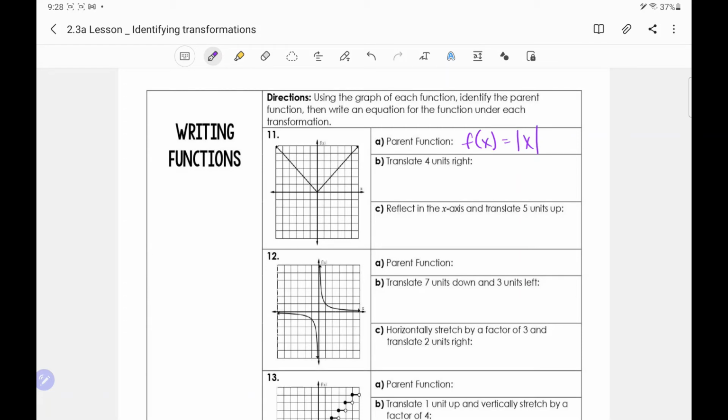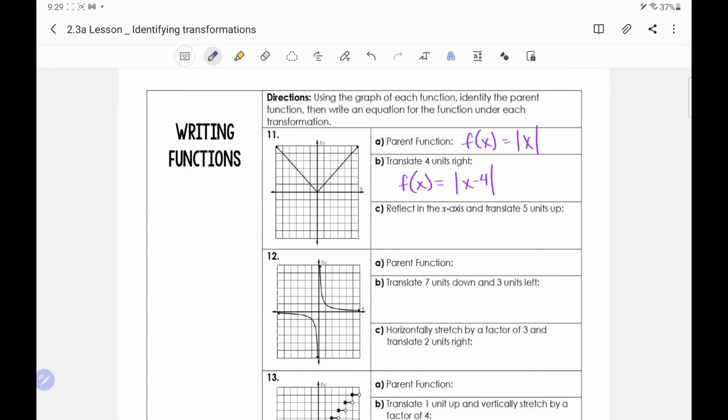Translate 4 units right. What would happen? 4 units right. That means that I'm going to have to put a minus 4 inside. Because remember, when we're going left and right, we do the opposite sign. So right would be positive, so we put minus 4. But it has to go inside with the x.